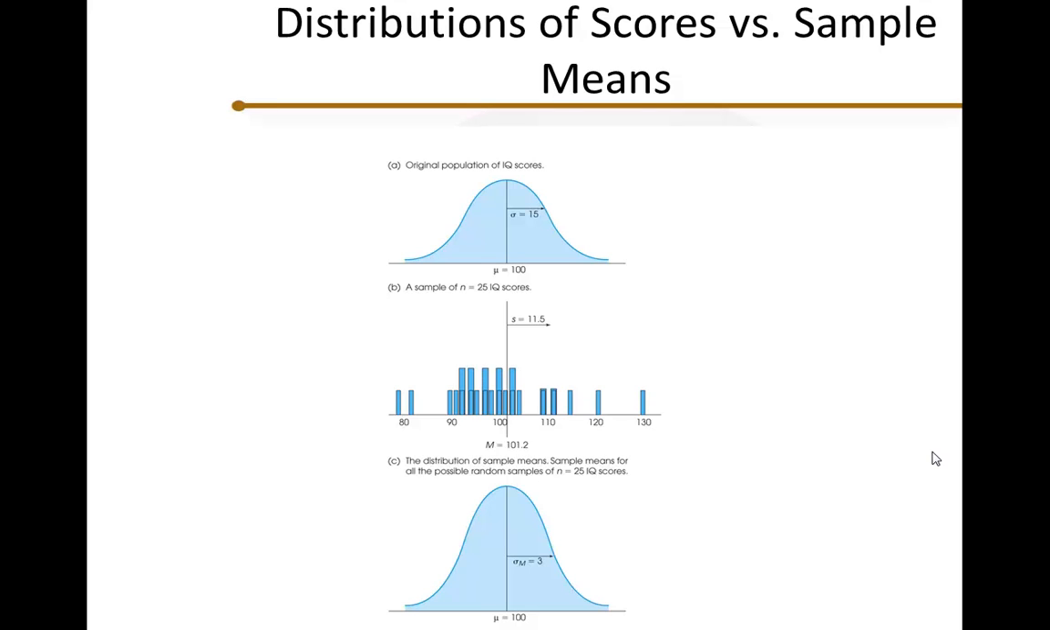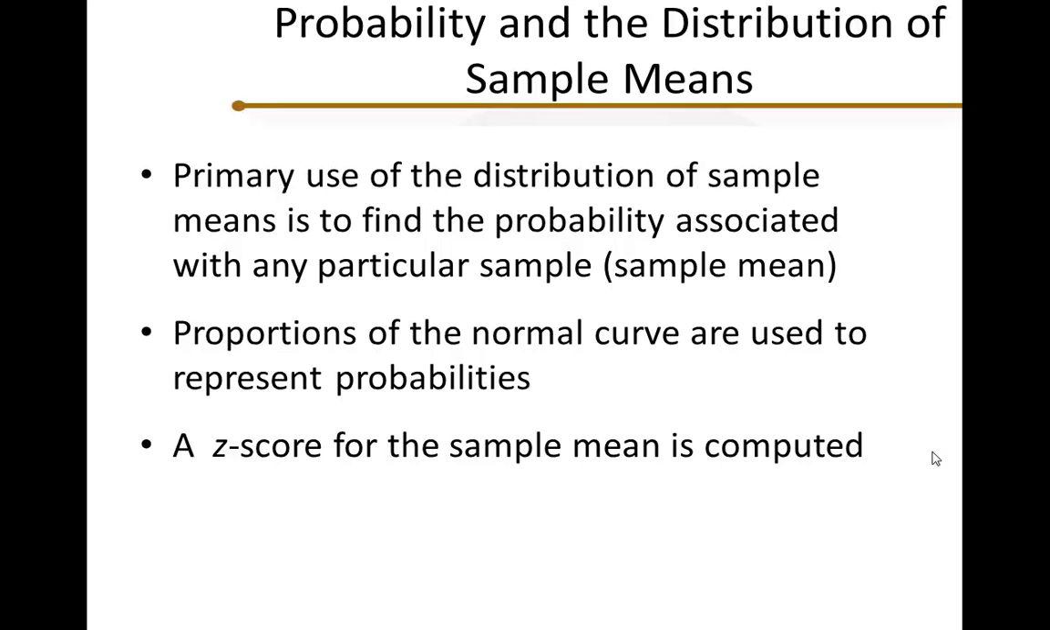Is your second example. Okay. And then your third is the distribution of sample means of all possible random samples of an N of 25 IQ scores. All right, so the primary use of the distribution of sample means is to find the probability associated with any particular sample, or your sample mean, right? So proportions of the normal curve are used to represent probabilities, and a z-score for the sample mean is computed.